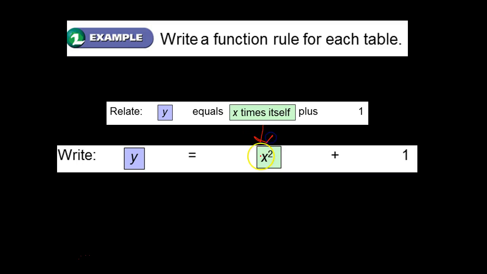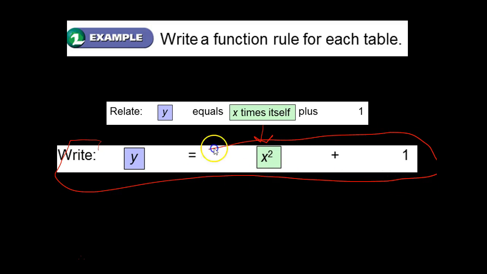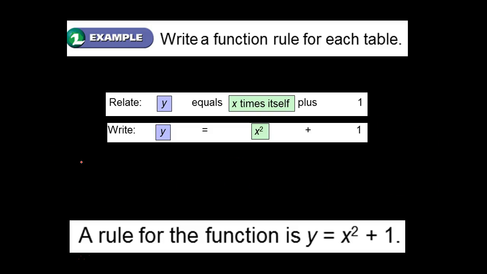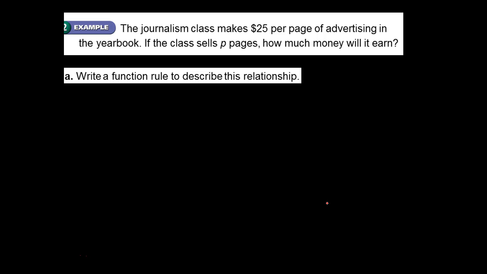Another way to write x times itself is x squared. Add in your plus 1. And here is your function rule. So, this is what I will be looking for. That you're able to identify the rule for the function when you're given a table. We'll do the first one together.